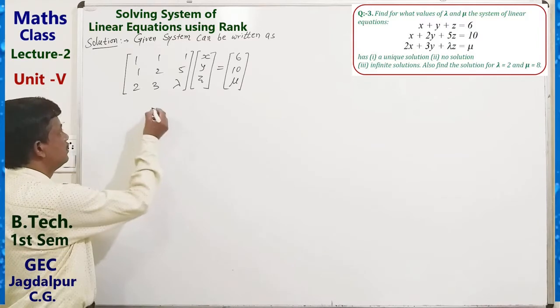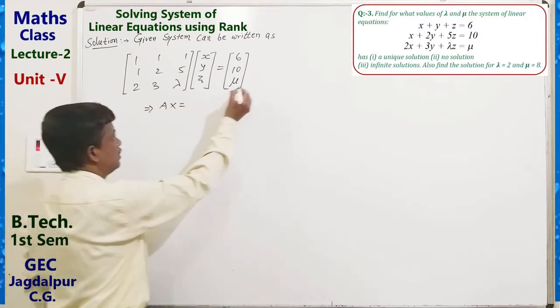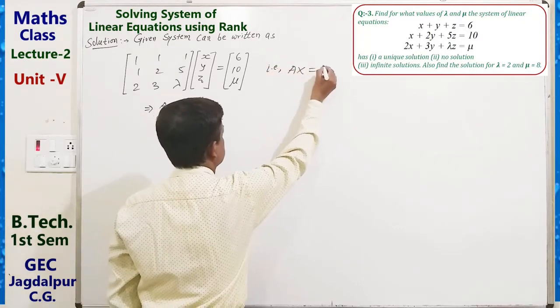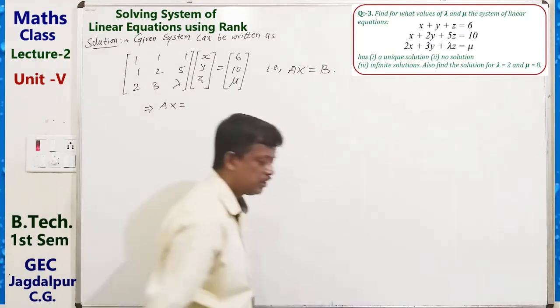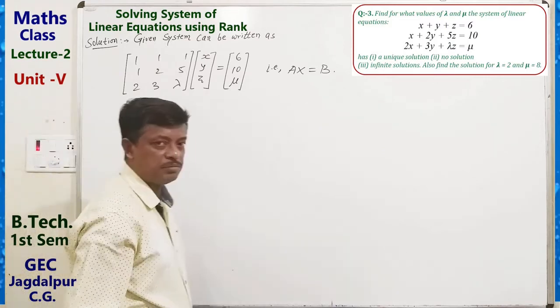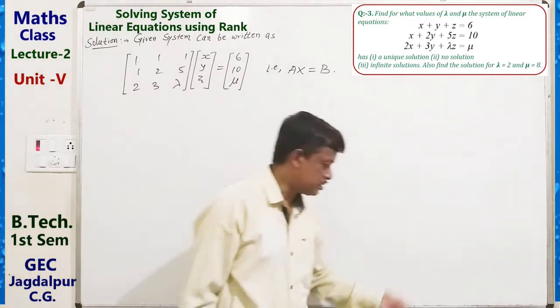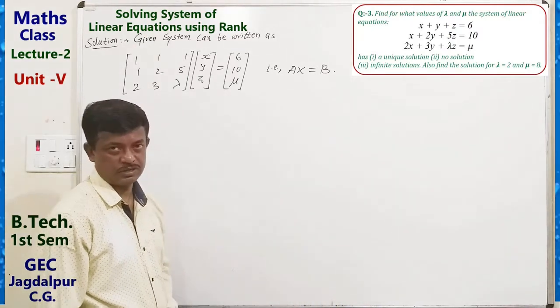That is Ax equals to B. Now, augmented matrix. Our target is finding the value of lambda and mu for which the system will have, first, a unique solution, no solution, and infinite solutions.